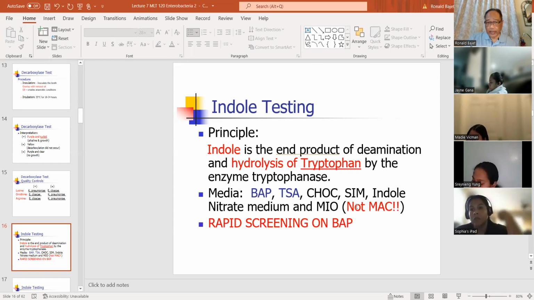You don't want to do an indole test on MacConkey, because MacConkey is pink, okay? And that's the reaction that we are looking for, a pink or reddish color. If you're scooping up media or the agar, then you're going to mistake that as being positive. So the indole test is a rapid screening, and you usually do it on blood.